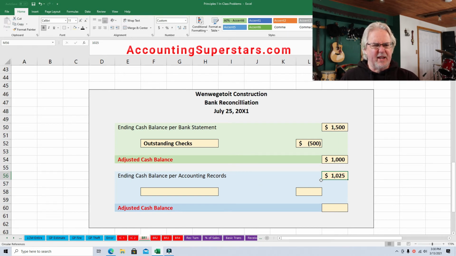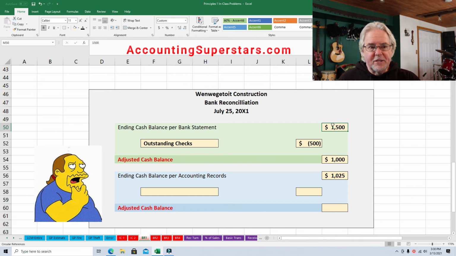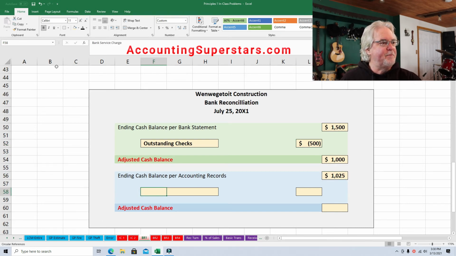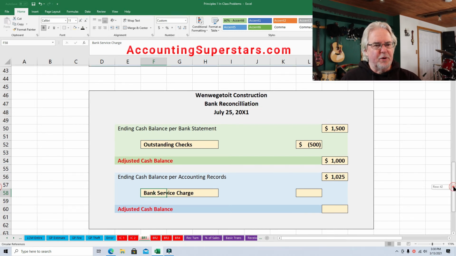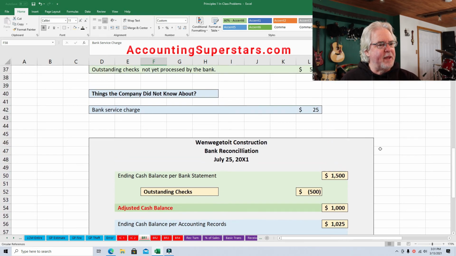Now you might say, well, wait, that doesn't make sense because the bank says you've got $1,500. Well, that's according to the bank's records. The bank doesn't have everything updated here. For example, the outstanding checks. And we don't have something updated either. And what it is is that bank charge, that bank service charge. So where did we get that? Well, right here, bank service charge, $25.